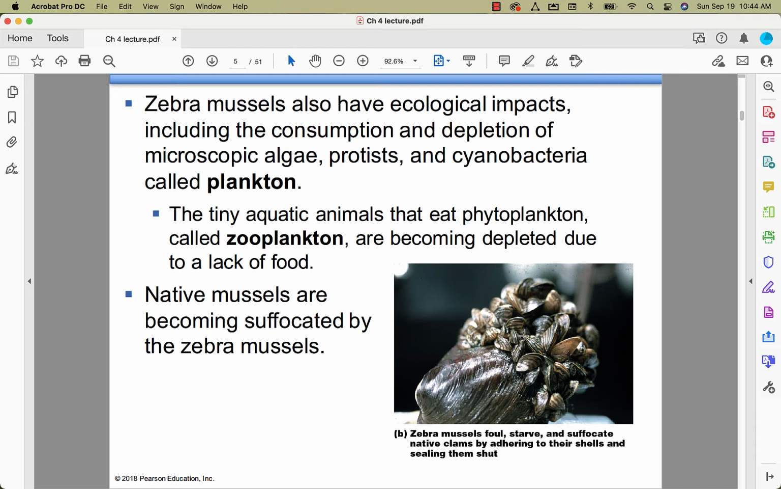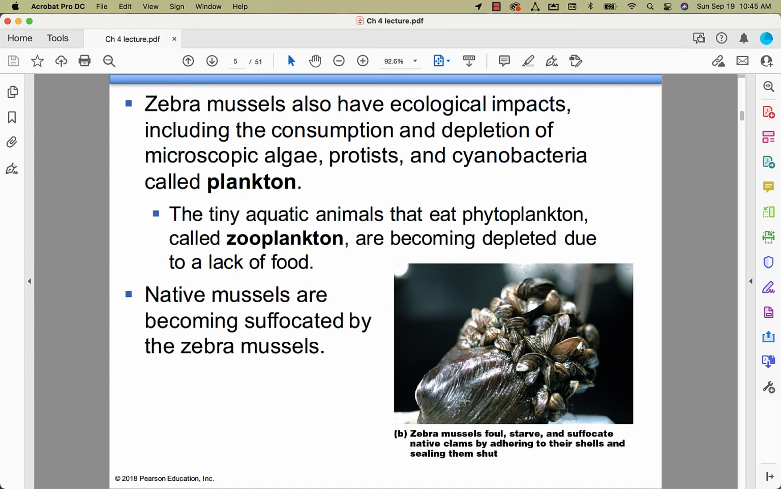Zebra mussels are filter feeders. So they eat the plankton, the little floating critters, the phytoplankton in particular. They filter feed that out of the water. So they filter feed the phytoplankton, and the zooplankton that live in the Great Lakes that feed on the phytoplankton don't have a food source, so they deplete. So basically, they're getting in at the bottom of the food chain, food web, energy pyramid, however you want to look at it, and ripping the bottom out. So if the zooplankton have nothing to eat, then the things that eat the zooplankton have nothing to eat, and it just goes up and up and up.